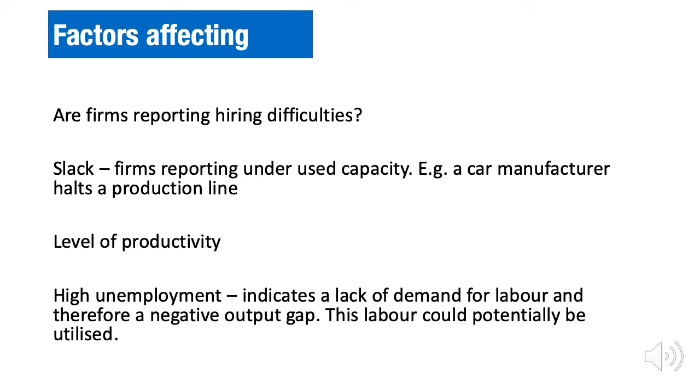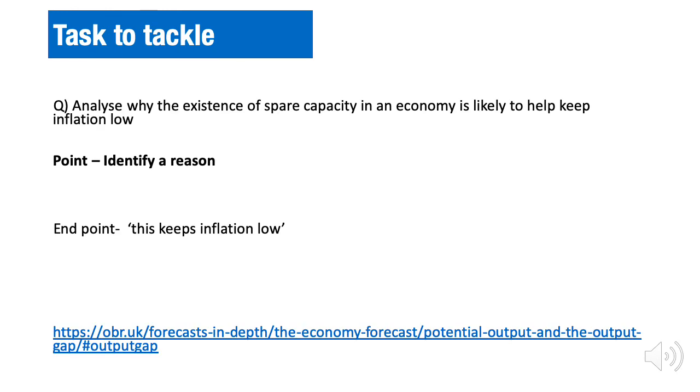Okay. Productivity. We've discussed the central importance of productivity, a measure of efficiency, output per worker over a given period of time. Low productivity might be a signal of a negative output gap, and vice versa. High unemployment might indicate a lack of demand for labour and therefore a negative output gap. This labour could potentially be utilised, but it isn't. That shows that people want a job, but the demand for their services isn't there. The economy is producing below its potential output.